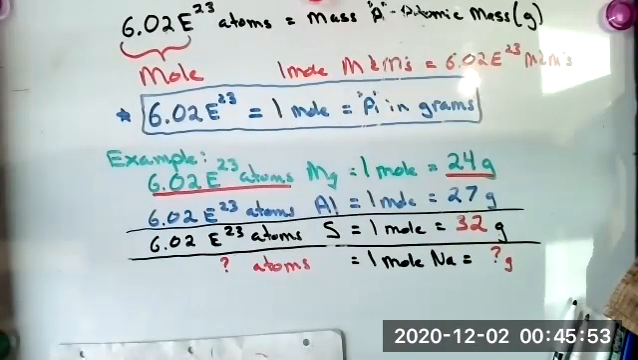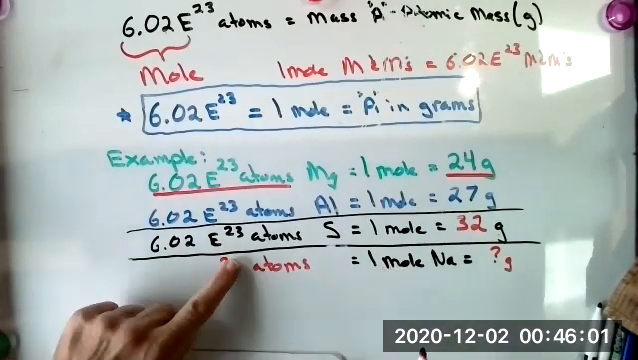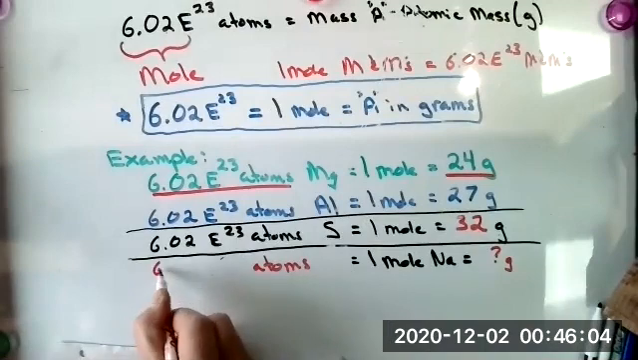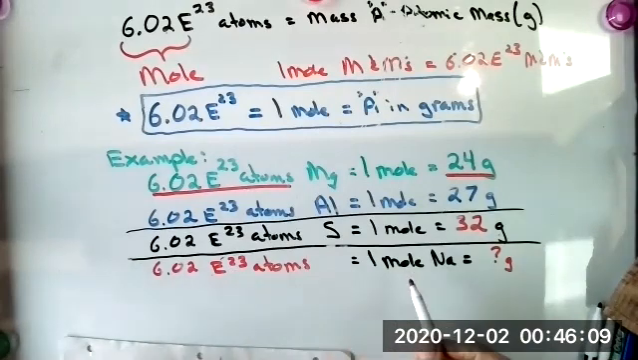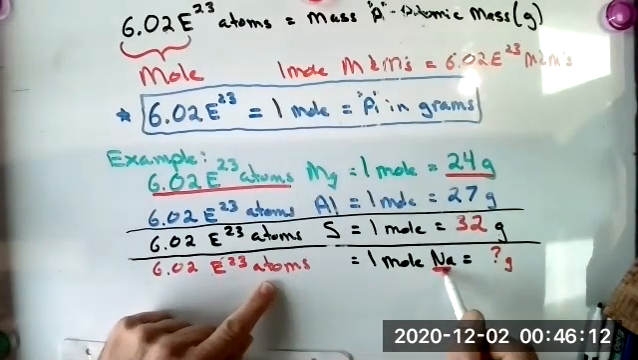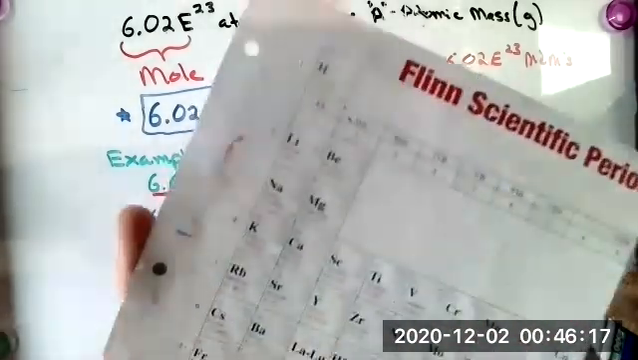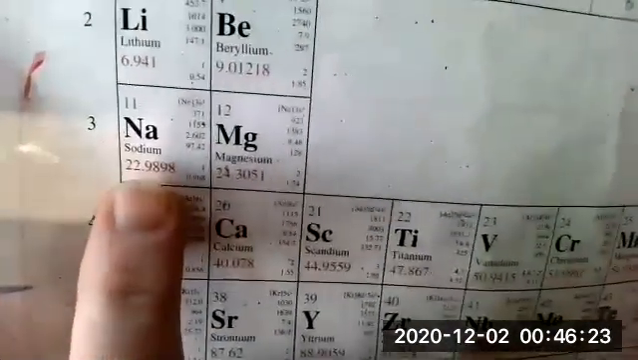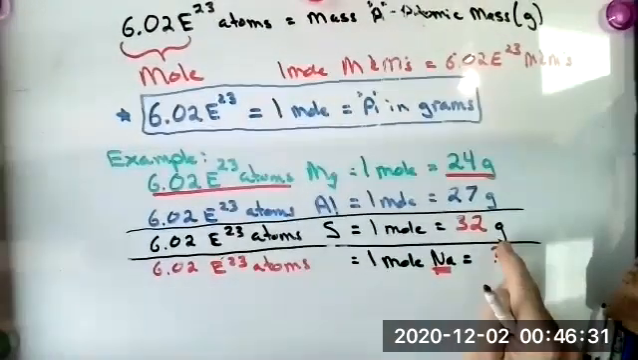Okay, you should be done. So here's what I do. If I see 1 mole, I already know how many I have. I know I have this many, I know I have that many. And if I have that many atoms of a particular element, I already know the mass. I just simply use this. I'm going to round that off to 23. I already know.